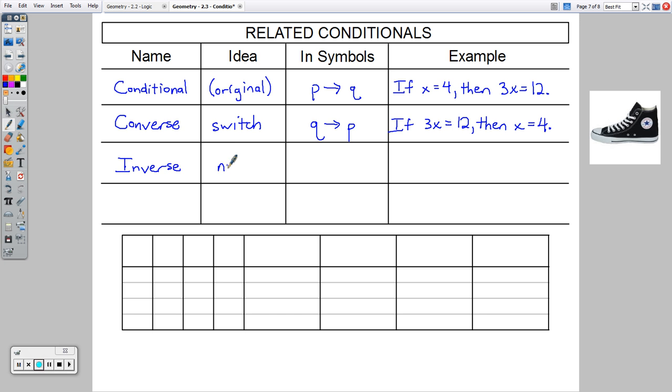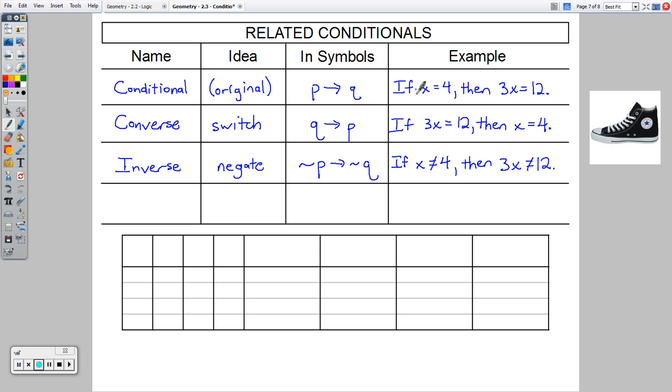And with the inverse, you negate. So I remember Converse, switching shoes to Converse, and then I remember the inverse is the other one, the negation. So I go back to the original conditional statement and I negate both parts of that statement. So I say not P implies not Q. And if we look at our initial statement, I would just rewrite that with nots in there. So if x does not equal 4, then 3x does not equal 12.